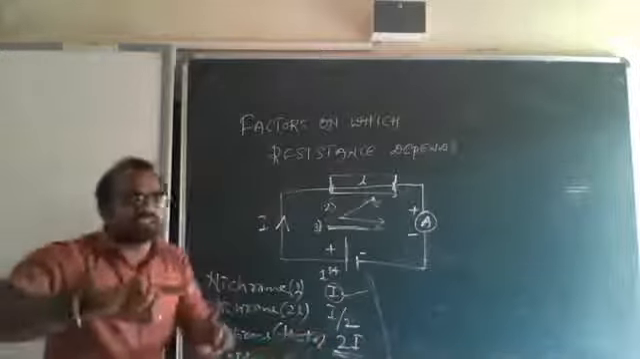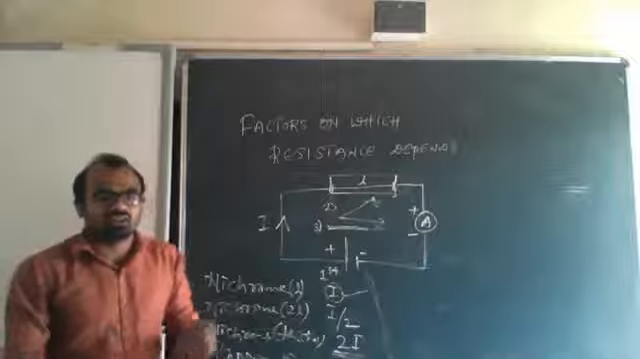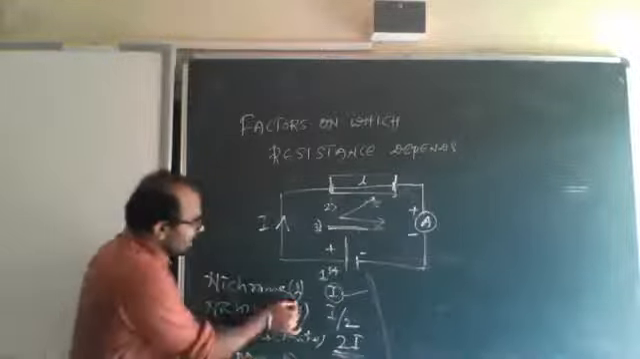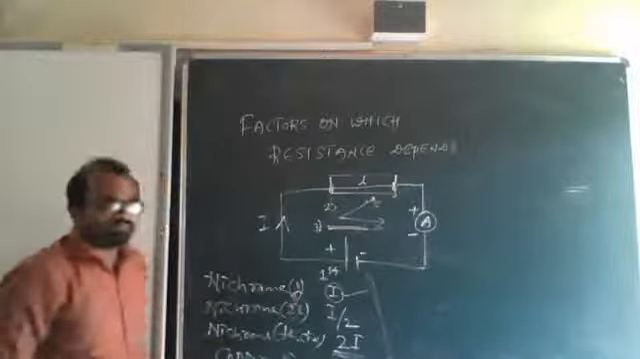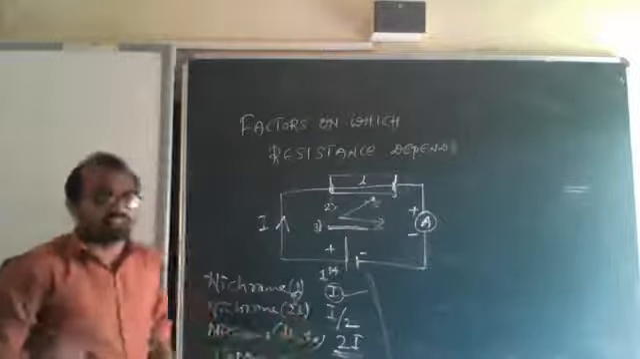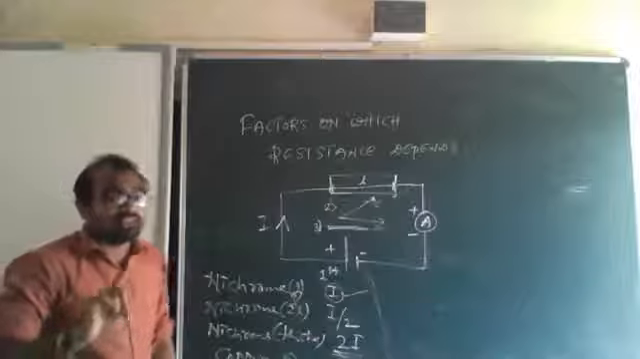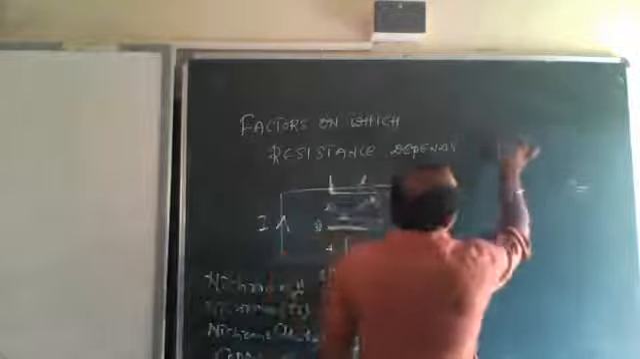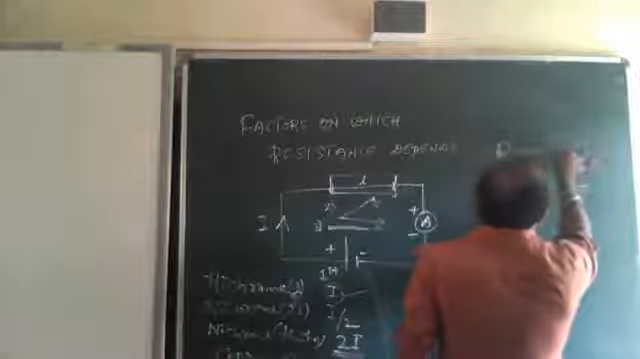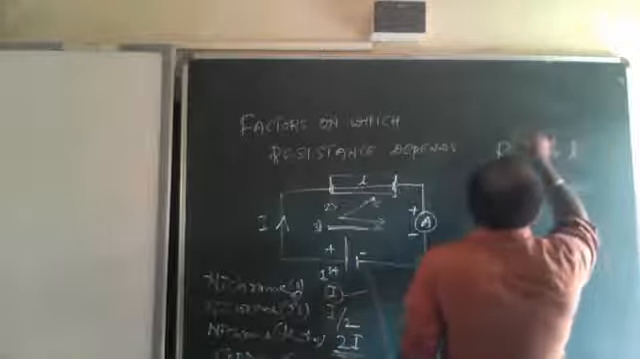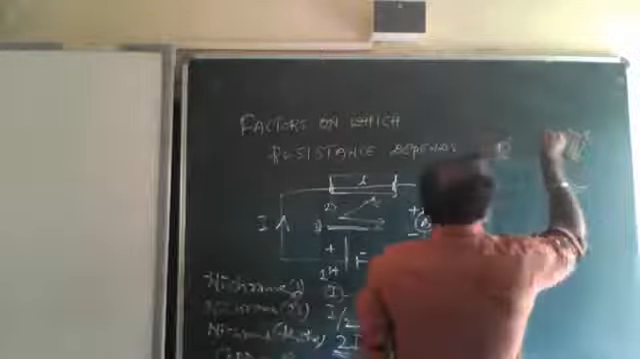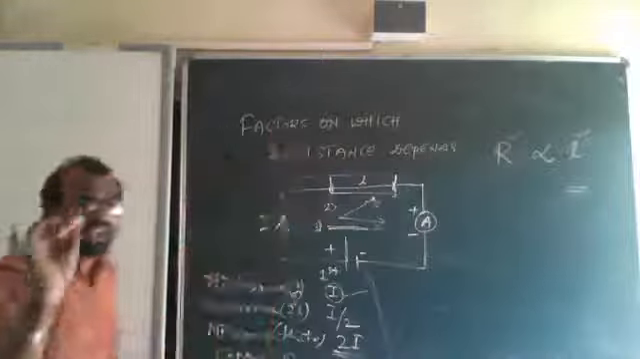So when I increases, resistance decreases. When resistance increases, I decreases. So what happened when the length is doubled? Current decreased. That means resistance increased. So resistance increases when length increases. So we call it directly proportional. When resistance increases, length increases.